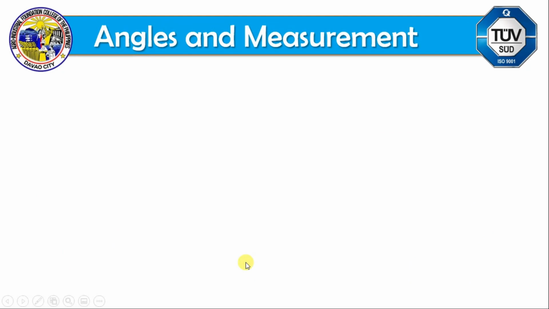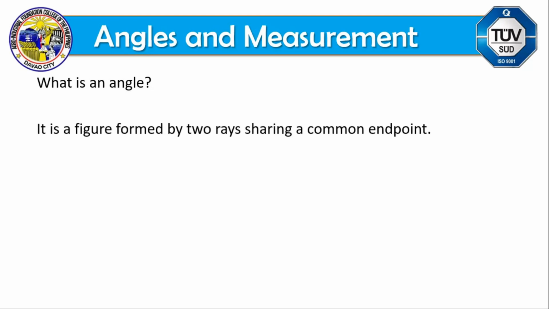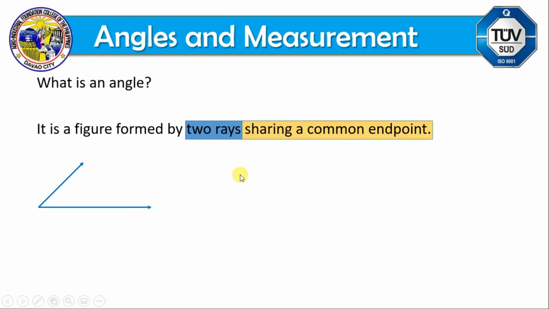So, angles and measurement. First and foremost, what is an angle? An angle is a figure formed by two rays sharing a common endpoint. Let's explain the two rays: we have two rays, this one and this one, sharing a common endpoint. These two rays share this common point. We call this the vertex.